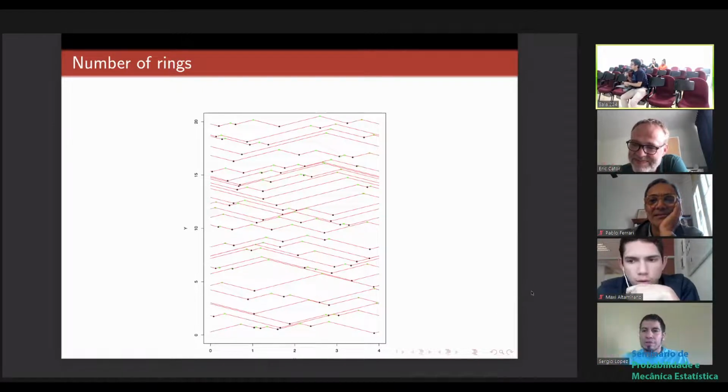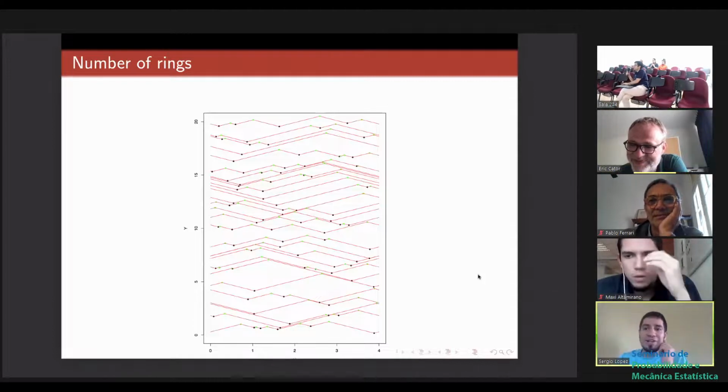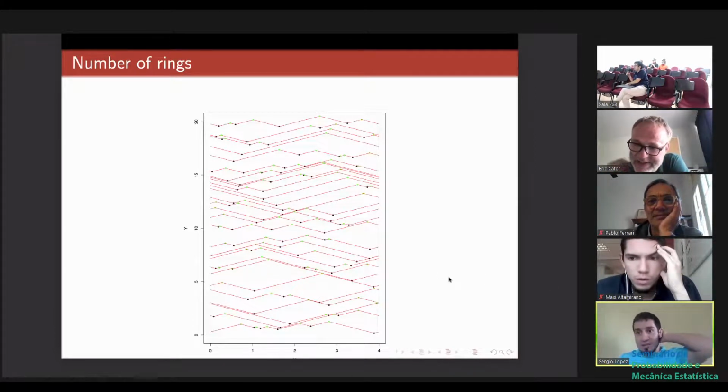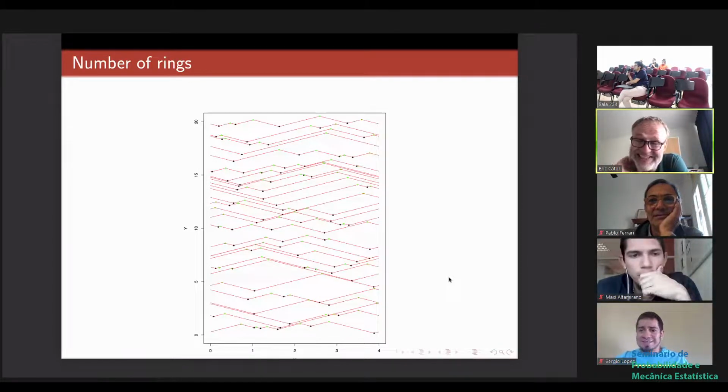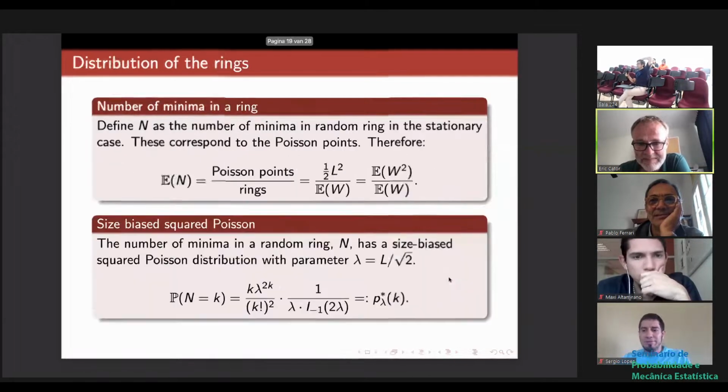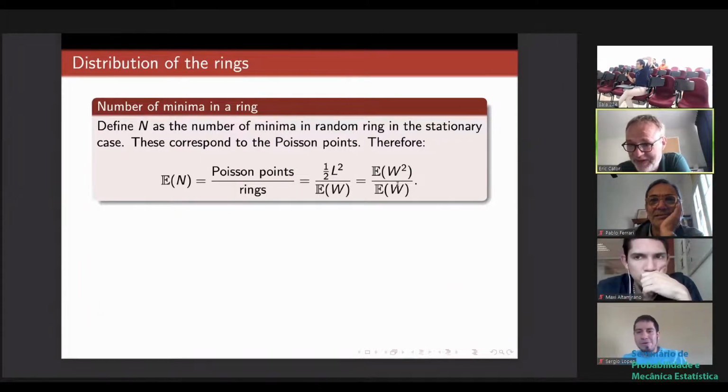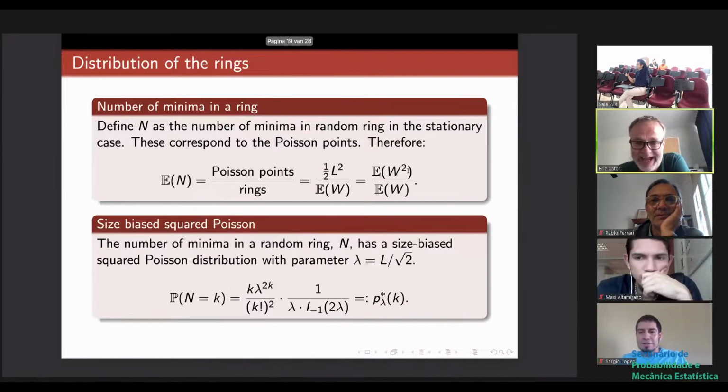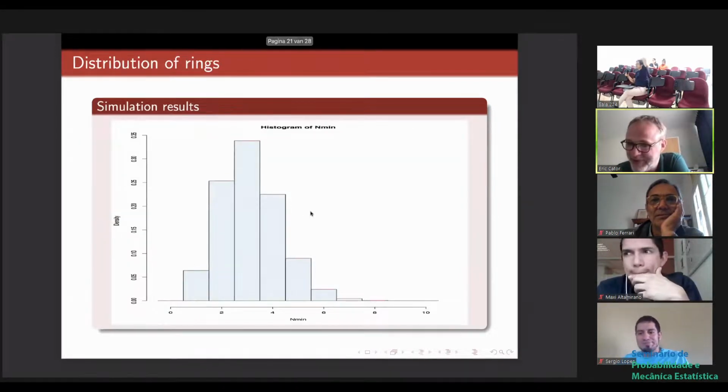Yeah, Sergio. Hi, Sergio. Hi. So do you have the intuition why the size bias distribution appears? Yeah, that's interesting. We also thought about this, and we have no intuition. The only thing is that the fact that I saw this prompted me to guess the size bias. And then I did this simulation, and it turned out to be exactly correct.